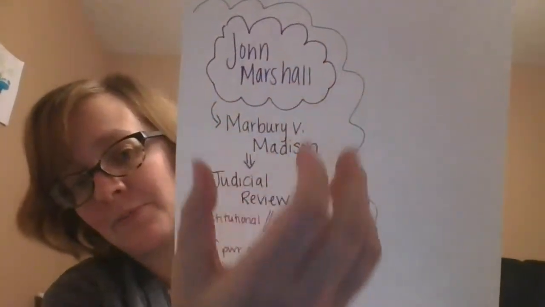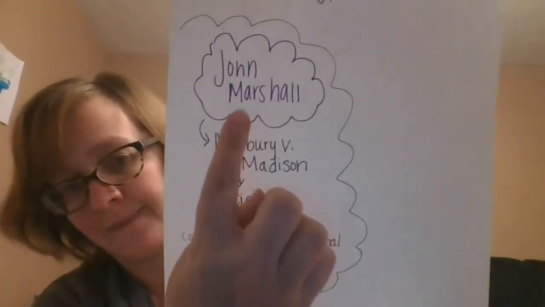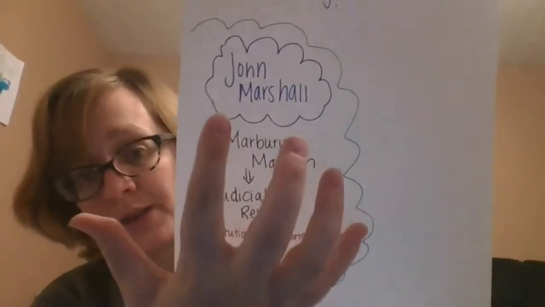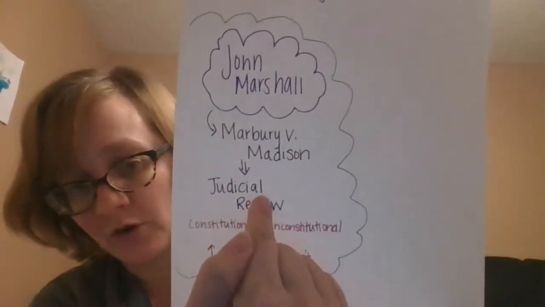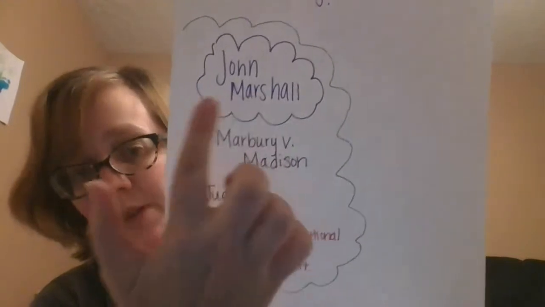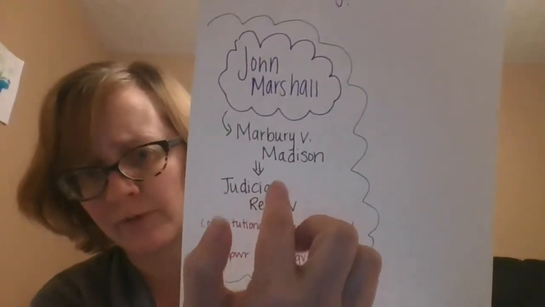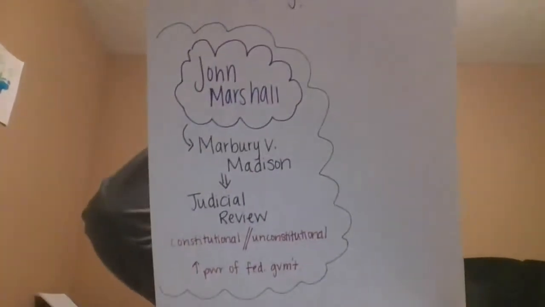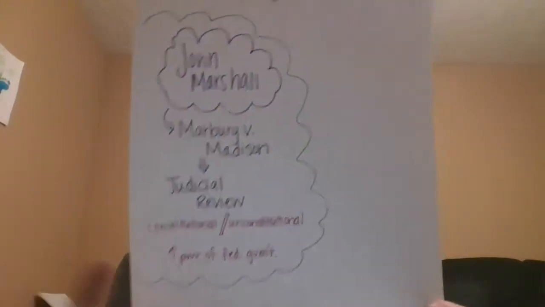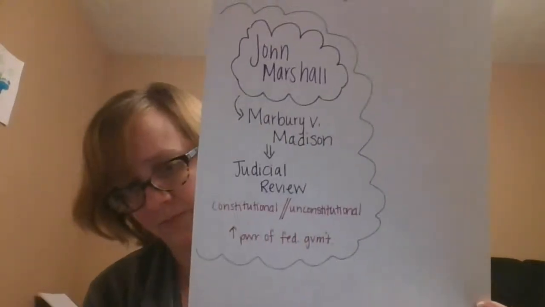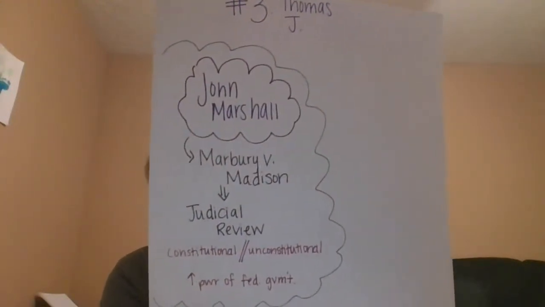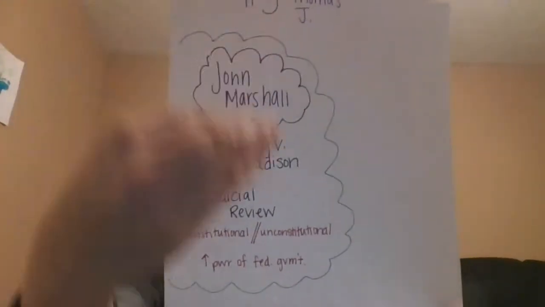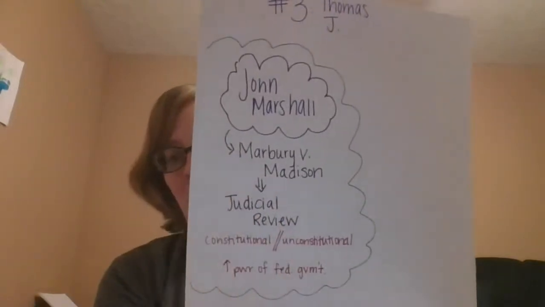Okay, so this is sort of the memorization chain you need. John Marshall is the guy who does this. When you see John Marshall, you got to associate him with judicial review. When you see Marbury versus Madison, you want to associate that with judicial review. And if you go, oh, what is judicial review? Constitutional, unconstitutional. Is a law constitutional or unconstitutional? Okay, so everything kind of flows to this concept of judicial review.